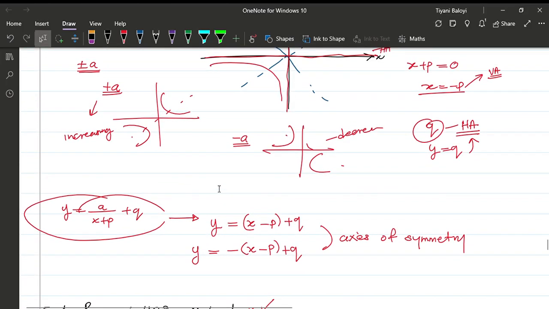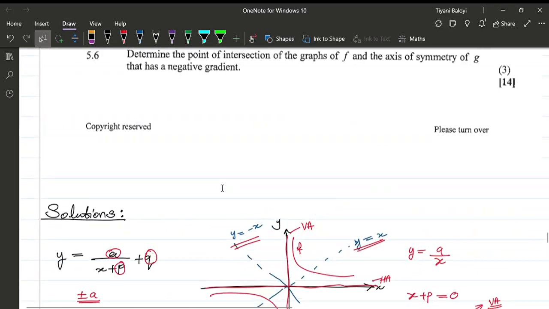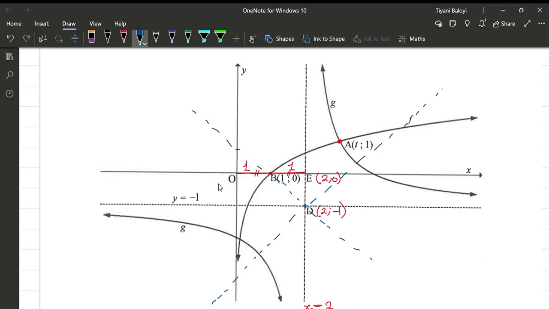It says determine the point of intersection of graph f and the axis of symmetry of g that has a negative gradient. Okay, so we want to find the axis of symmetry, right? So we can go ahead and draw the axes of symmetry, just like a rough representation of how we think they look. So this is the one with the positive gradient, and this one will be the one with the negative gradient. I don't know if it cuts at B. It seems like that, but we cannot assume that, right?